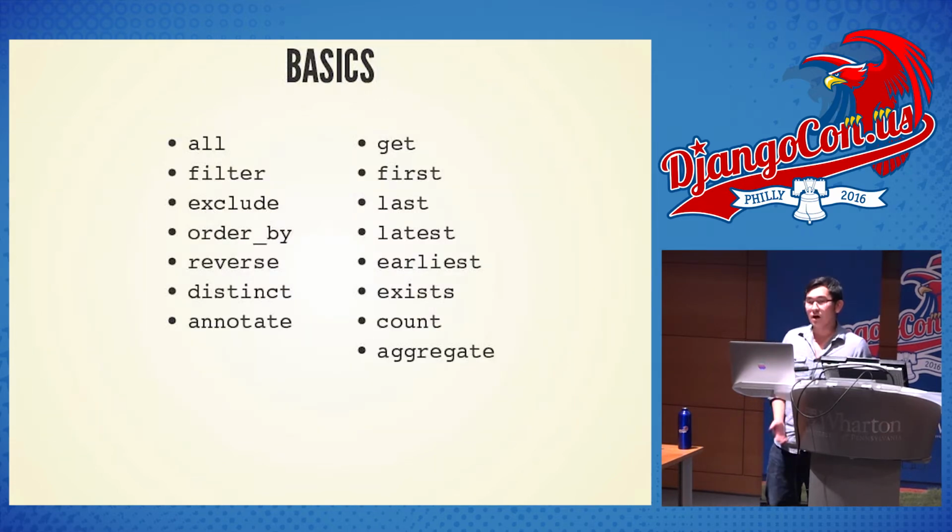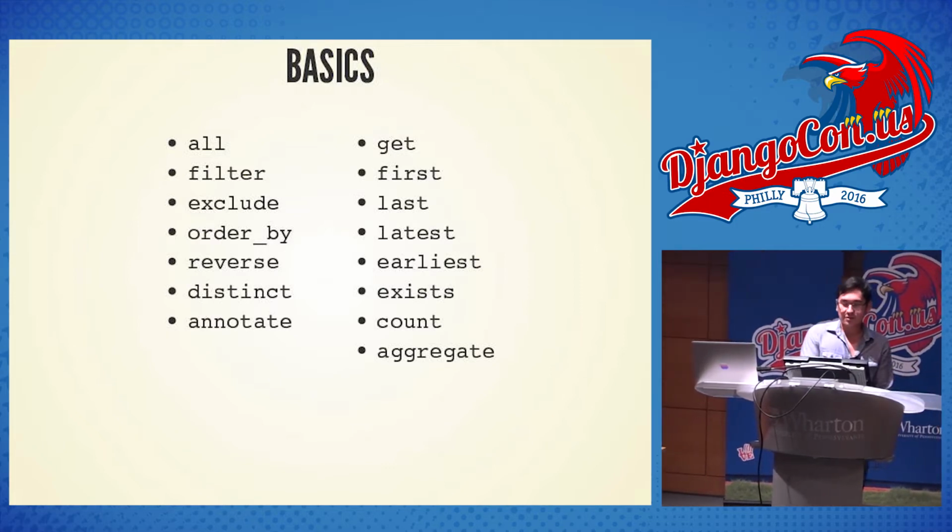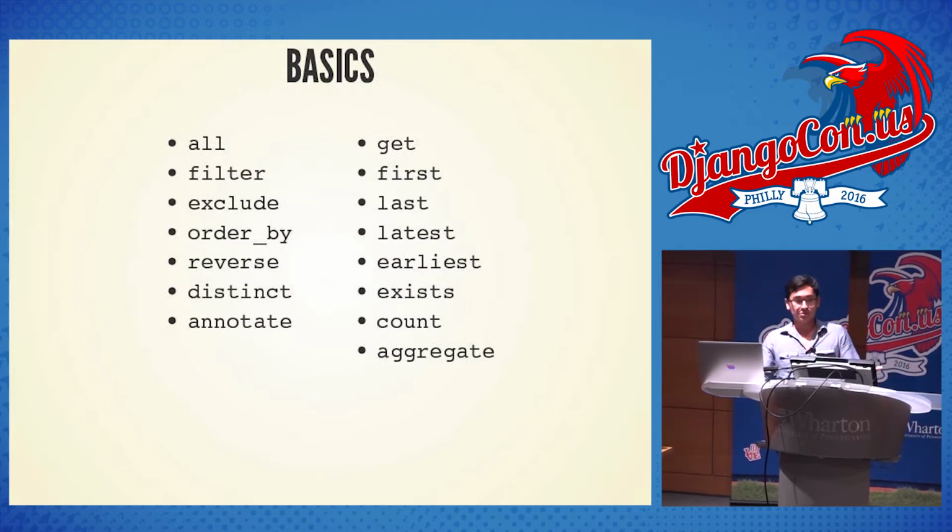Now, if you've done a Django app that's even slightly more complex than a to-do list, you've probably run into some of these methods, right? The ones on the left return query sets, meaning that you can chain them. You can filter and then exclude and then reverse, right? The ones on the right return something else. That could be a model instance. That could be a Boolean value. That could be a dictionary full of stuff.